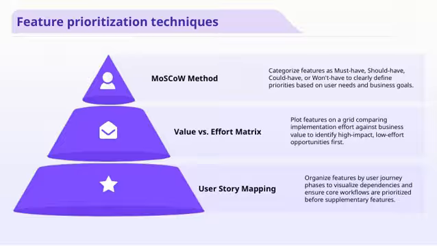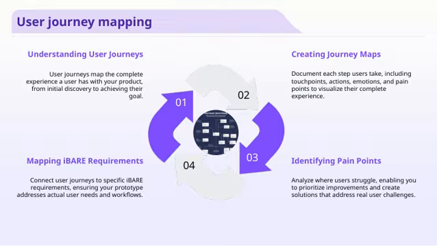Finally, we have user story mapping. This technique involves organizing features according to the user journey phases. It allows us to see how features connect and depend on each other, making sure that core workflows are prioritized before adding in supplementary features. All of these methods serve the overall goal of delivering the most value efficiently, aligning perfectly with our project's focus on user-centric, goal-oriented development.